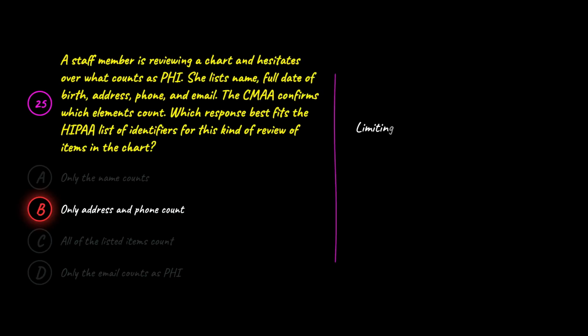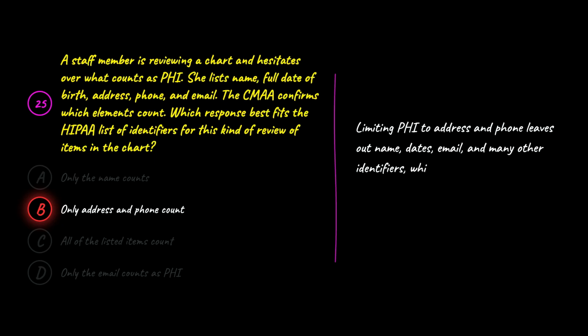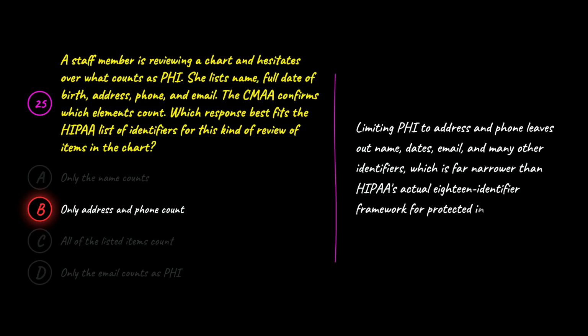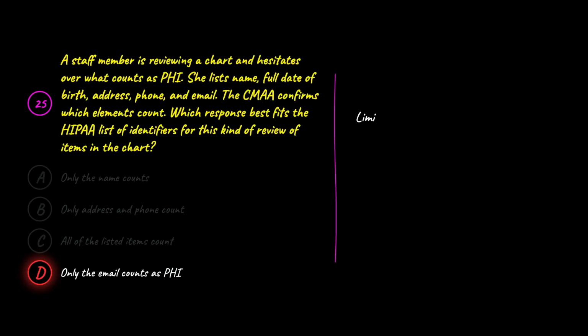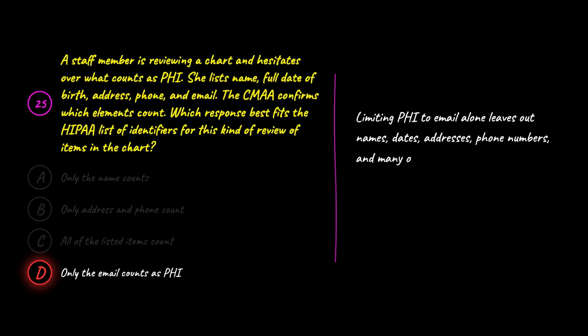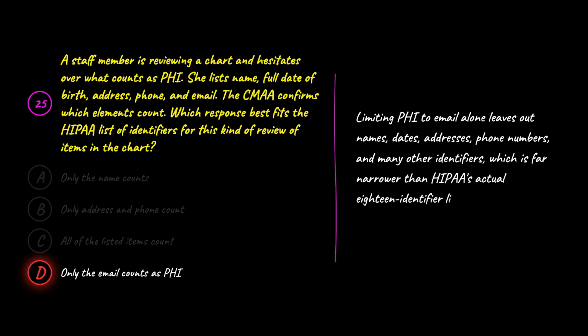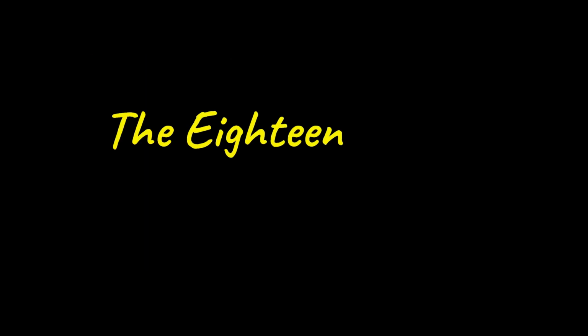B is wrong because limiting PHI to address and phone leaves out name, dates, email, and many other identifiers, which is far narrower than HIPAA's actual 18 identifier framework for protected information. D is wrong because limiting PHI to email alone leaves out names, dates, addresses, phone numbers, and many other identifiers, which is far narrower than HIPAA's actual 18 identifier list for protected information.